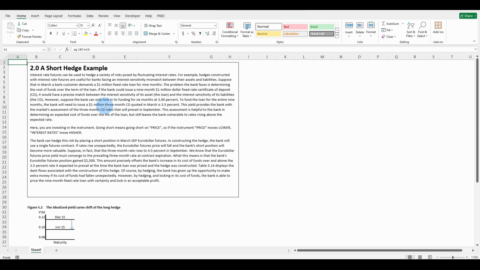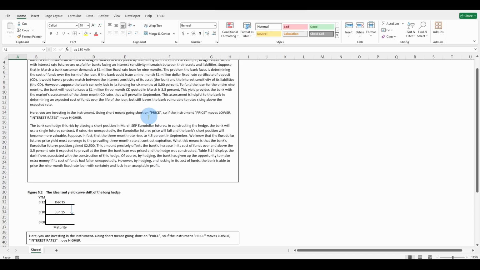To fund the loan for the entire 9 months, the bank will need to issue a $1 million 3-month CD, quoted in March at 3.5%. The yield provides the bank with the market assessment of the 3-month CD rates that will prevail in September. This assessment is helpful to the bank in determining an expected cost of funds over the life of the loan, but still leaves the bank vulnerable to rates rising above the expected rate.